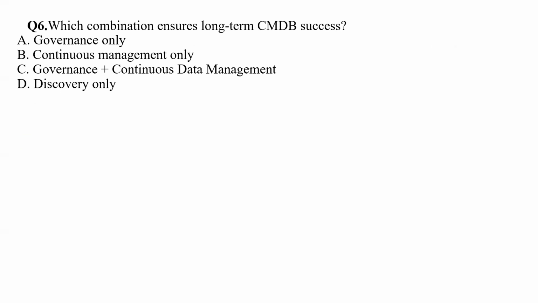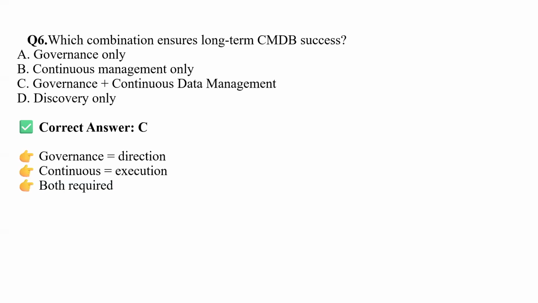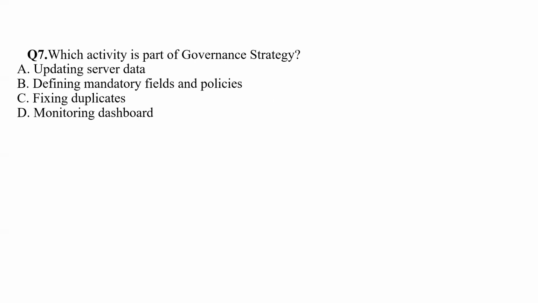Which of the following combinations ensures long-term CMDB success? Option A, governance only. Option B, continuous management only. Option C, both governance and continuous data management. Option D, discovery only. The answer is both governance and continuous data management. In short, governance is the direction or rules, and continuous management is the execution. So we require both.